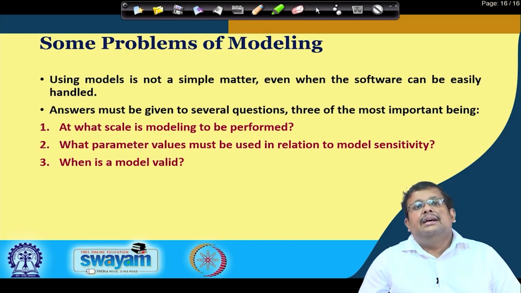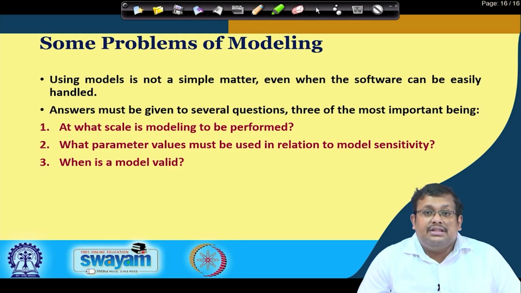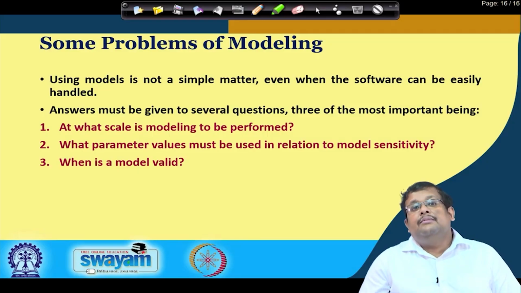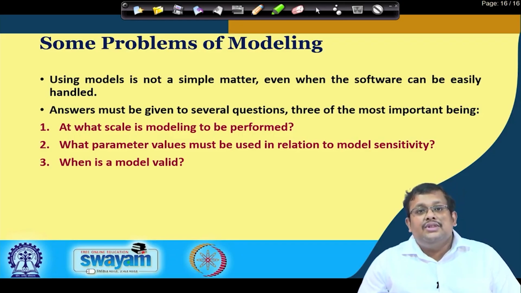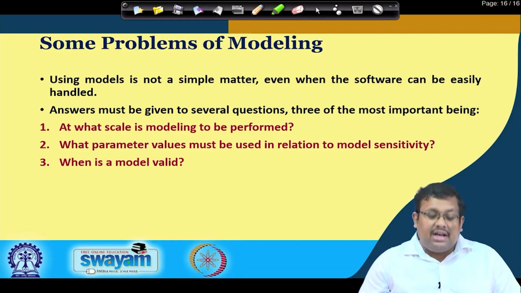But remember that using a model is not a simple matter, even when the software can be easily handled. Now, before we run the model, we have to be sure about these three aspects. So, we need to know the answers to different questions. Three of the most important questions are: at what scale is the modeling to be performed? So, at which scale do we want to perform this model? This is very important, otherwise the model will not be valid.